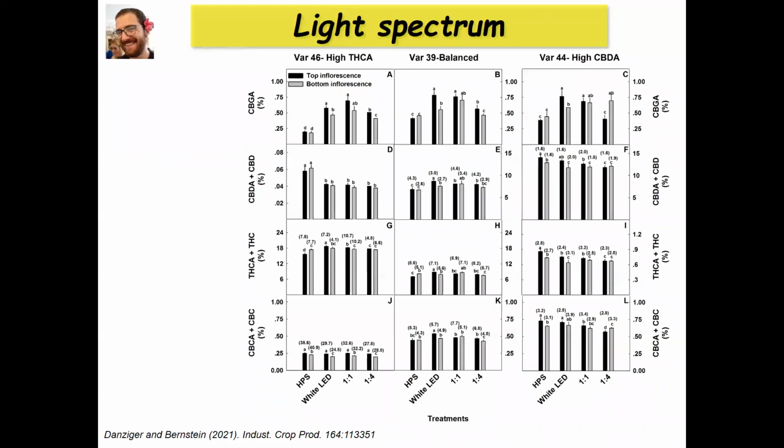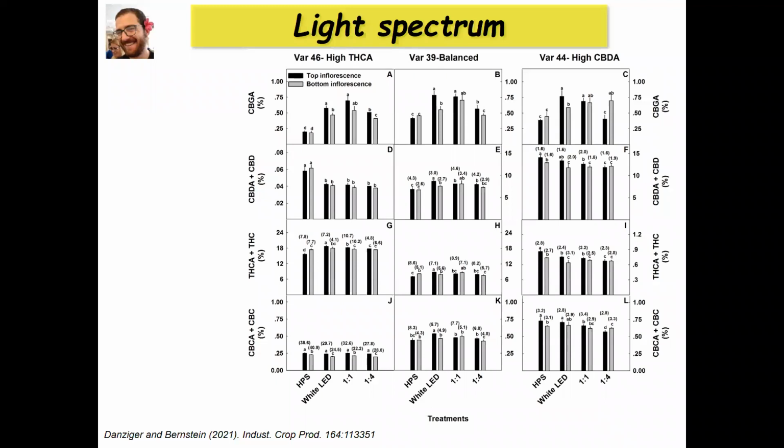We checked four different treatments: an HPS lamp versus 3 LED spectrums. One of them was an LED rich in white, so it was full spectrum, with roughly 1 to 1 blue and red light, and then two LED lamps that gave 1 to 1 and 1 to 4 blue and red light. And we checked 3 different cultivars: a high THC cultivar, a balanced THC and CBD cultivar, and a high CBD cultivar.